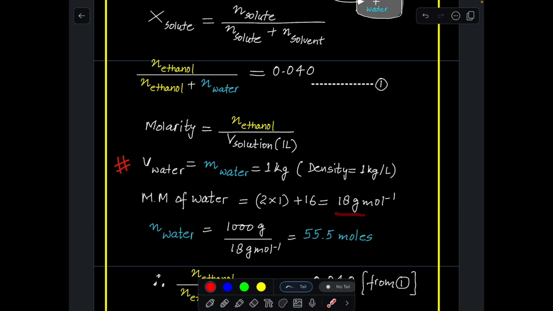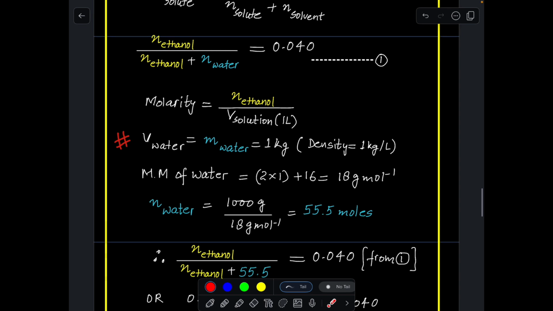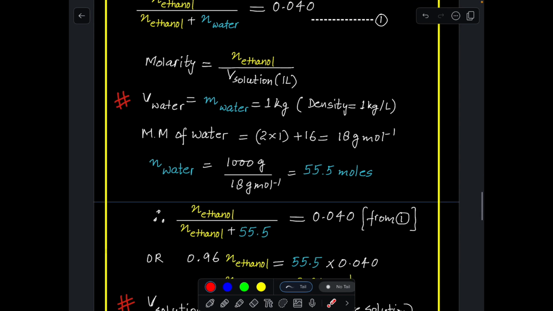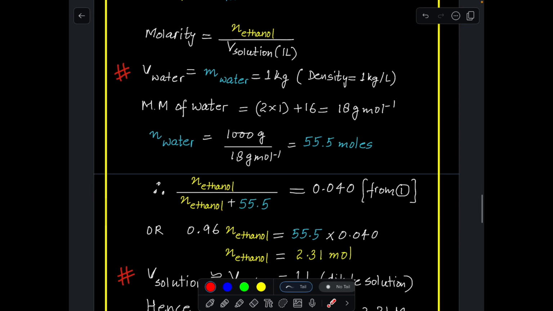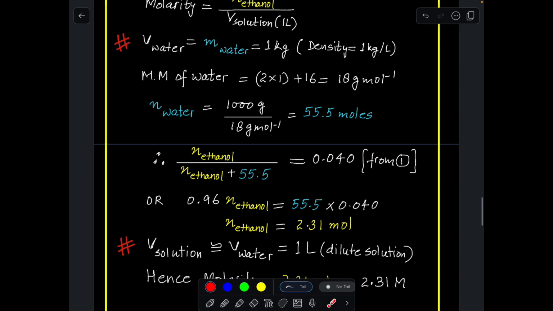Therefore number of moles of water is calculated as mass, that is 1 kilogram or 1000 gram divided by molar mass. So this is the number of moles of water. Now we will put down this value, that number of moles of water, in equation number 1. So this is the equation that we will get. Now we will rearrange this equation to get number of moles of ethanol, because here the only unknown quantity is number of moles of ethanol.